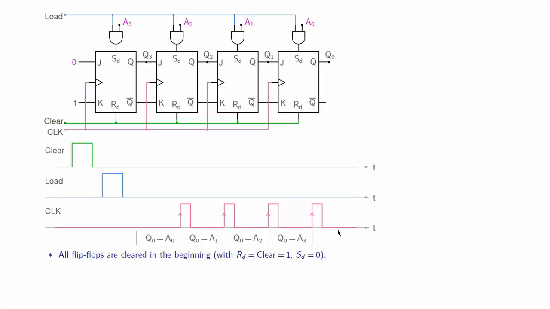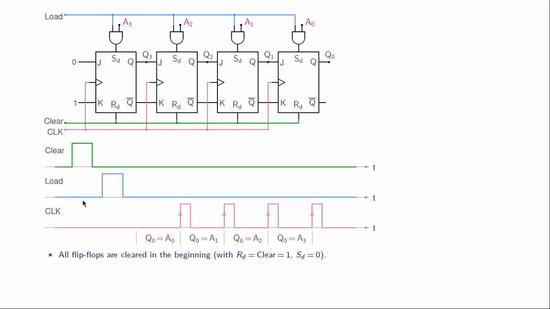Alright, now let us see how this works. At this time we have load equal to 0, so the output of this AND gate is 0 and so are the others. So therefore SD is 0. The clear input is high, so therefore RD is 1. So we have SD equal to 0 and RD equal to 1, and that will clear the flip-flop. That means Q3 will be made equal to 0, Q2, Q1, Q0 will also be made equal to 0.